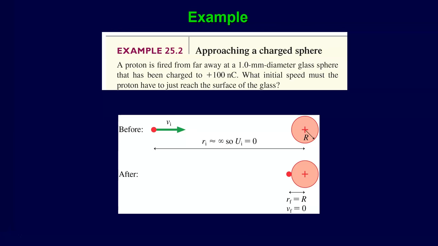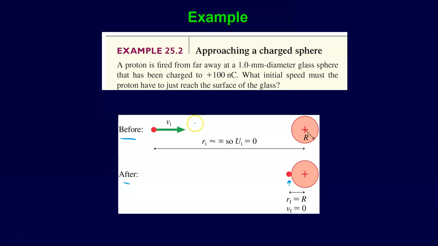And so I drew a picture here. Basically, we can think about this problem as having the before situation. So it's launched off with some velocity towards this sphere. And then after, what we want is the proton to just come to the tip of that sphere and have its velocity be 0.